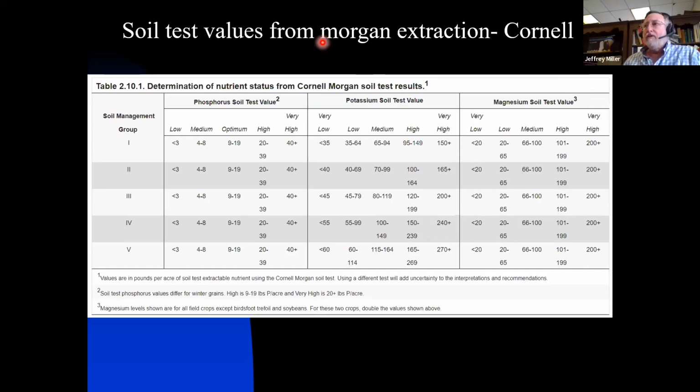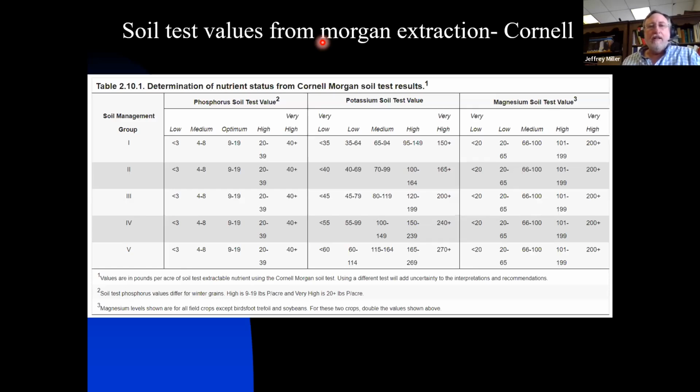There are other extractants, Mehlich and Bray, and they're stronger acids. You can picture leaching a soil sample that you sent in with an acid: a weaker acid is going to remove or leach out less nutrient than stronger acids.